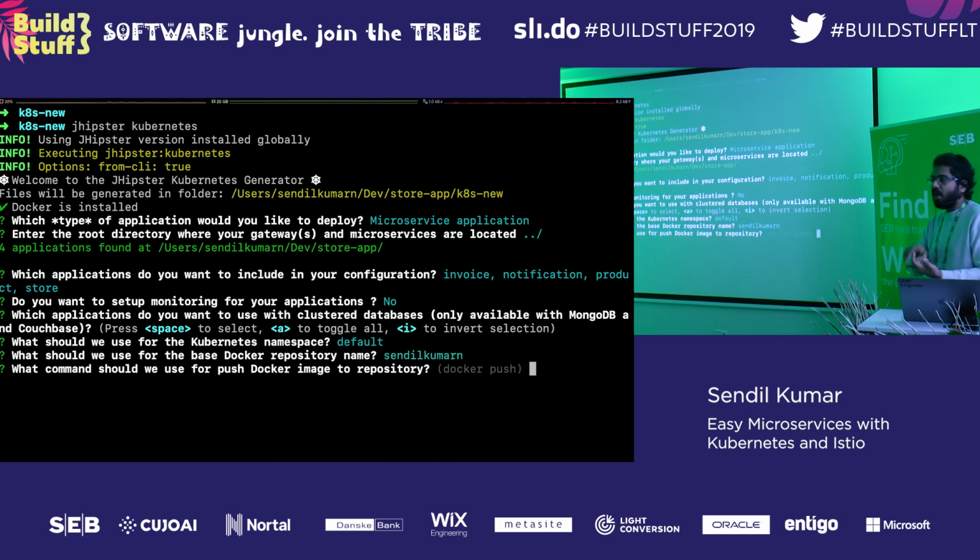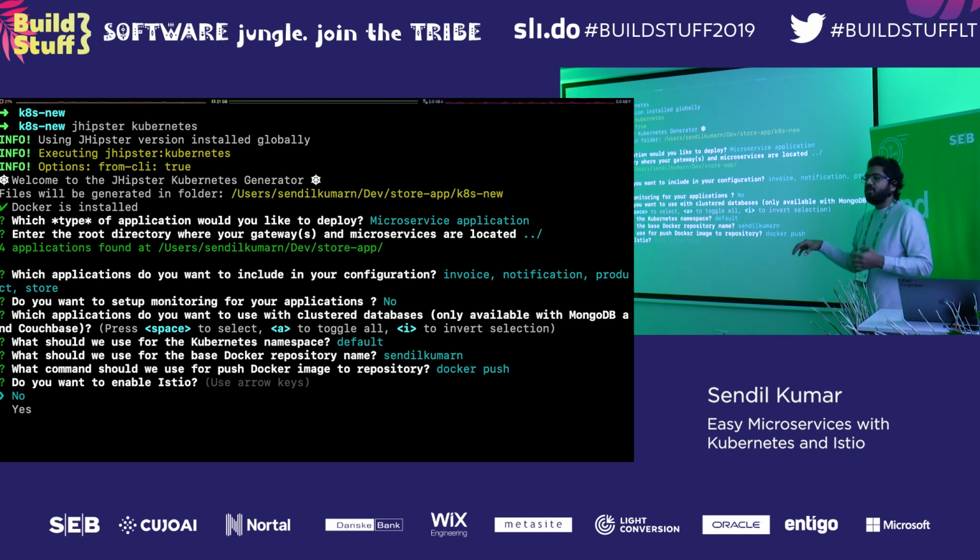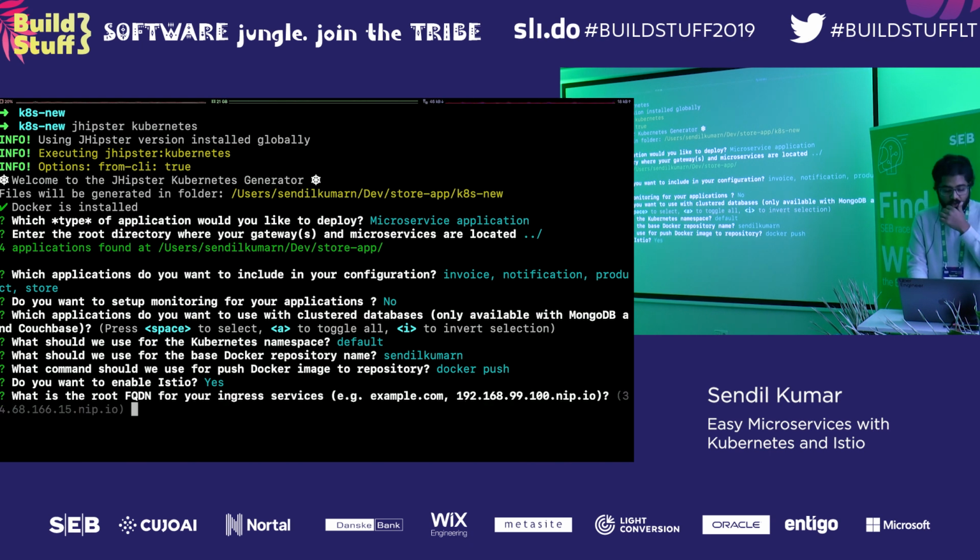And since G-Cloud also has its own variation of Docker push, and also if you have a custom registry, you need to have a Docker push command all by yourself. You can have a different command, but we are just going to use Docker, so I'm saying Docker push. And finally, this one simple question decides how you want to do service discovery. Do you want to enable Istio? You can choose between yes and no. We are going to use Istio, of course, yes.